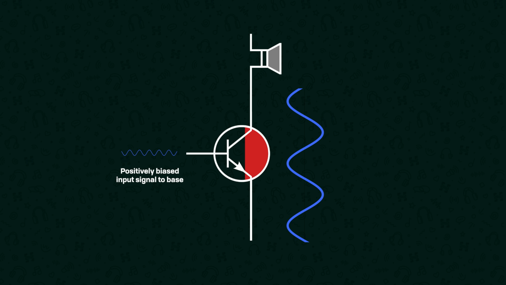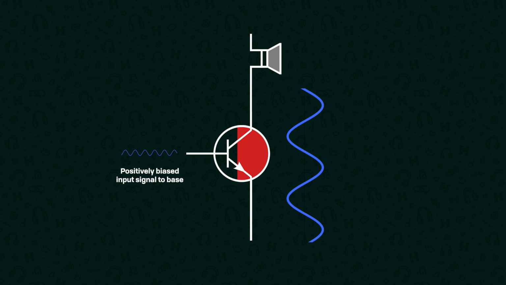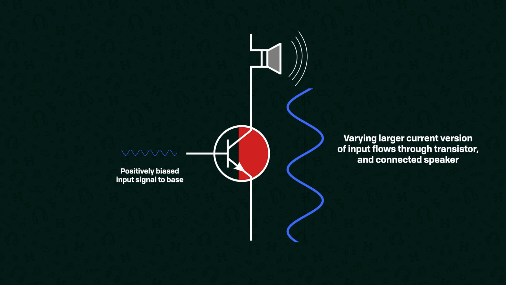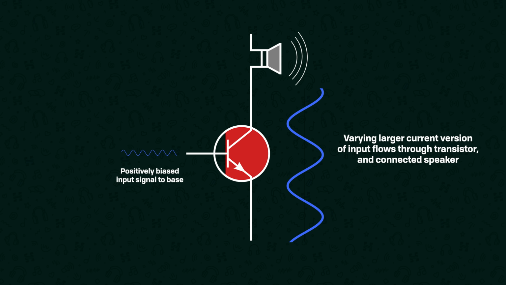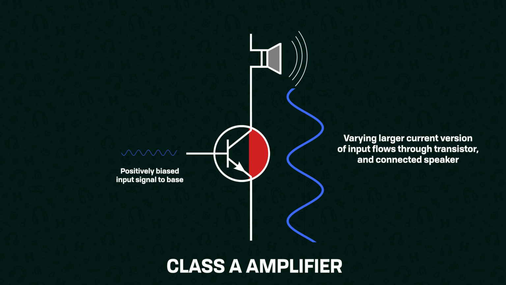By connecting a speaker here, the small input signal to the base, which we've biased into the active region of the transistor, controls how much current is allowed to flow through the transistor and the connected speaker, thereby moving the speaker and producing sound. This simple setup is a Class A amplifier, one transistor biased sufficiently to allow it to drive the full input cycle of our signal.